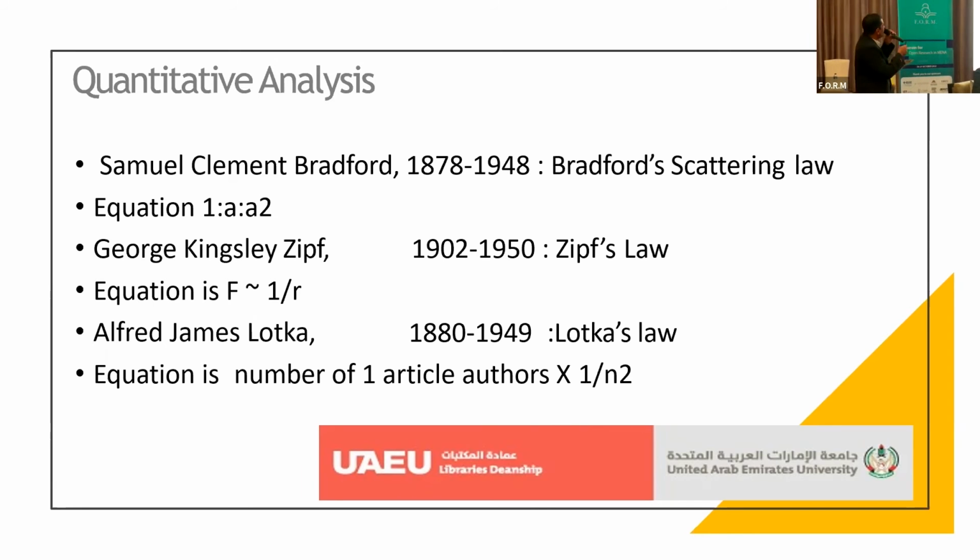And because we know that anything constantly observed becomes a law, his equation was 1:a squared. It means if you have 10 core titles, then the next zone would be, say, 9 squared, and so on. That's how the subject is scattered.